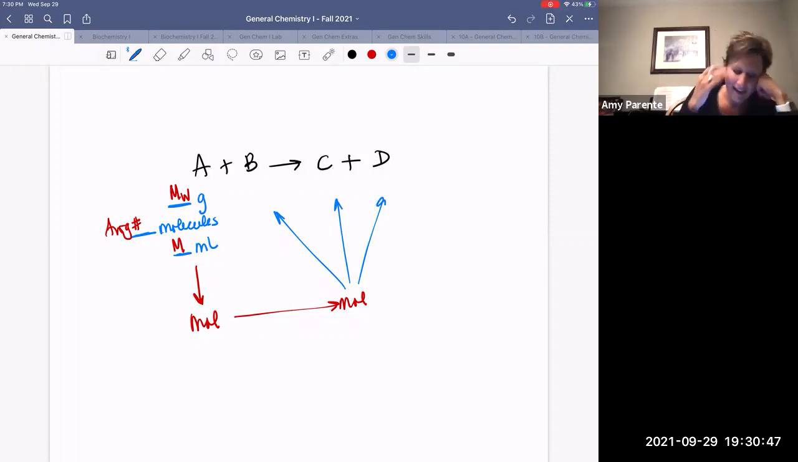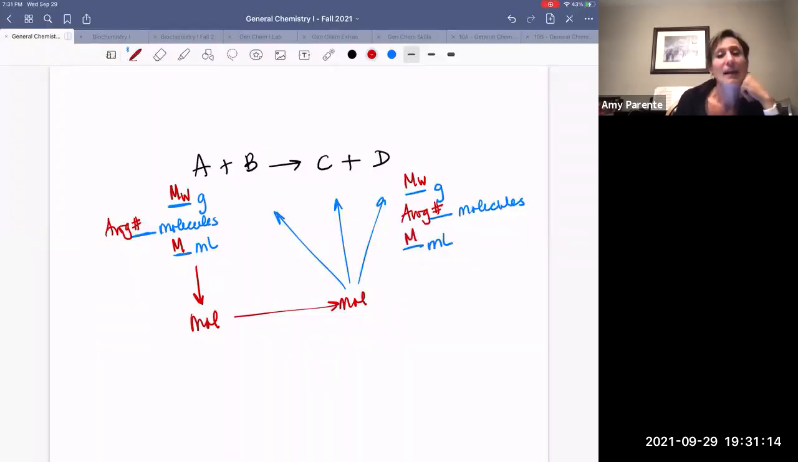And then beyond that, I can ask in my problem, do I want to know grams in my answer? Do I want to know molecules in my answer? Do I want to know volume in my answer? But again, going back from moles to something else, if I want to go to grams, I'd use molecular weight. If I want to go to number of molecules, I'd use Avogadro's number. If I want to go back to a volume, I need to know molarity.